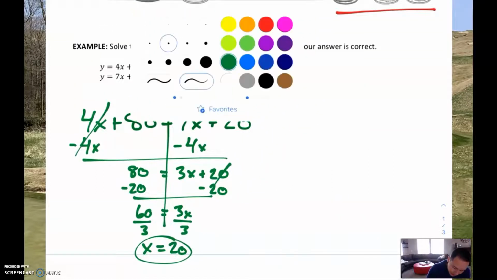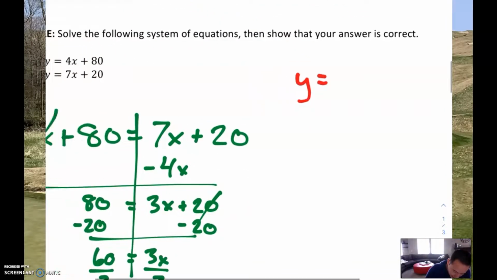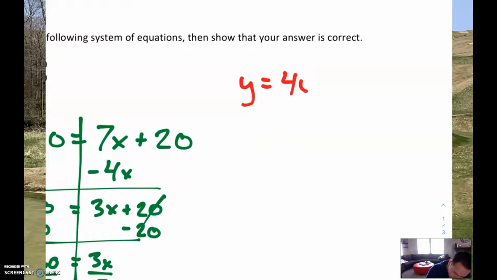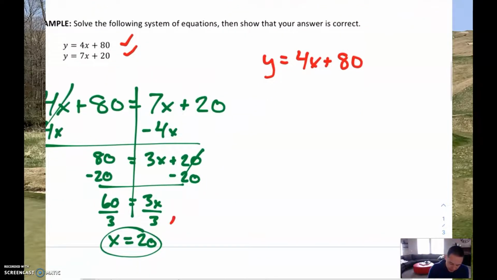I'm going to use the top equation to help me solve for y. So we have y equals, I'll just rewrite it, 4x plus 80. And you can pick either the top one up here or the bottom one here. It doesn't matter which one you pick. You're going to get the same answer. And for the purposes of this, I'm going to check them both just to make sure that my answer is good. What we just found here was that x is equal to 20.